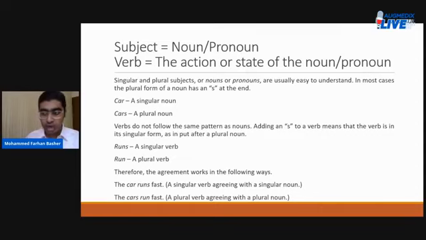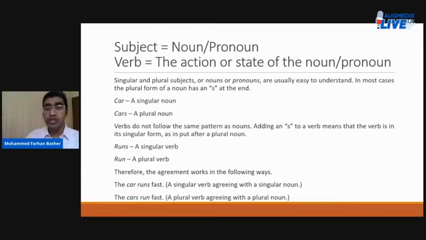So here, as you can see, the car being a singular noun and the verb being runs. So both the noun and the verb are singular. So they are in agreement. They're agreeing in number, right? Therefore, this sentence has subject-verb agreement. So the sentence is fine. So the car runs fast.